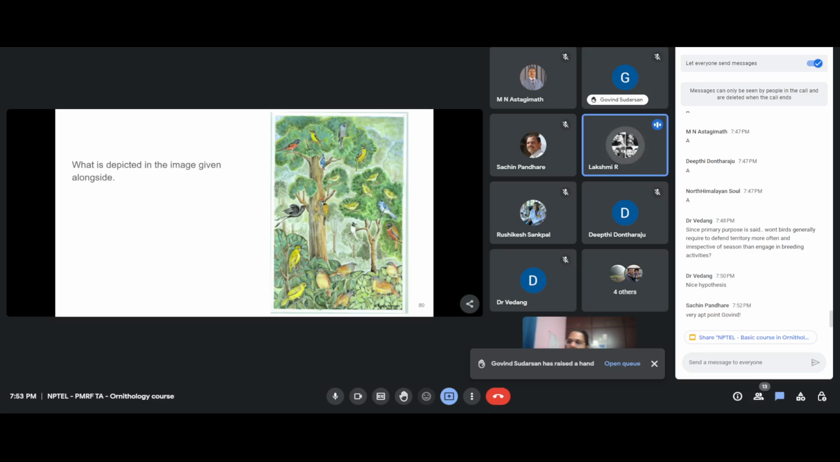Ma'am, sorry to interrupt. Just wanted to know what was Govind's point because I lost the connection due to a power cut. Okay, Govind, would you like to repeat your point?